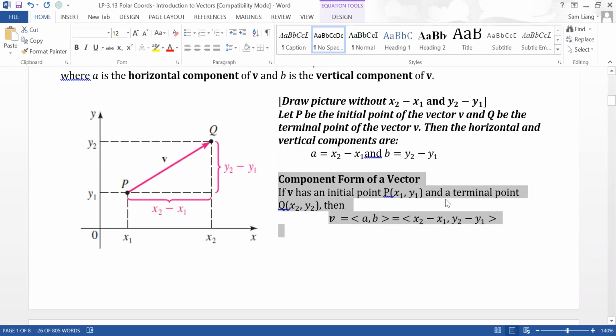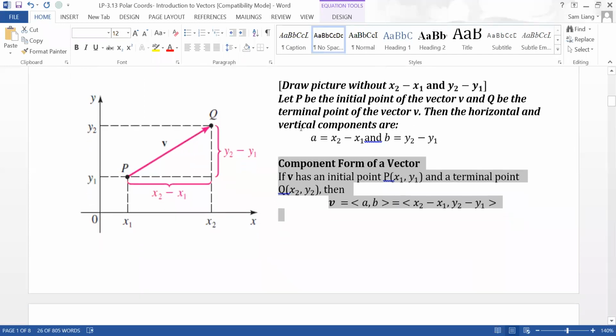A common question: order does matter. You always want to take the terminal point minus the initial point. So take the initial point quantities and subtract them from the terminal point. Again, just make sure you have the highlighted text in your notes.